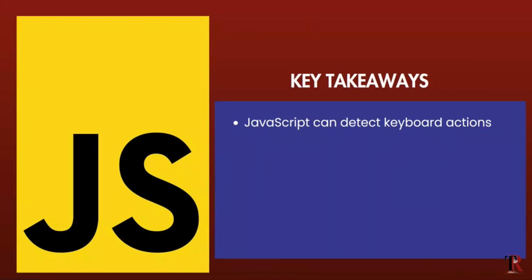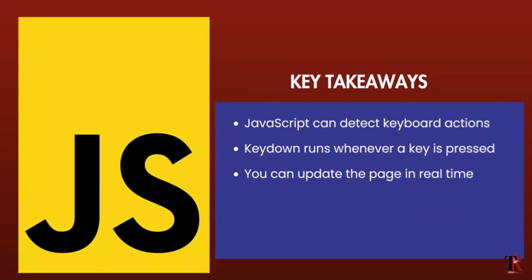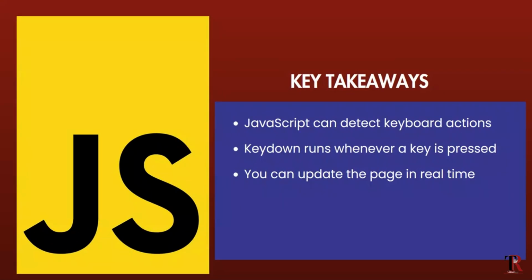Here are some key takeaways from the lesson. JavaScript can detect keyboard actions. Number 2, keydown runs whenever a key is pressed. You can update the page in real time, and this is used in forms, games, and shortcuts.